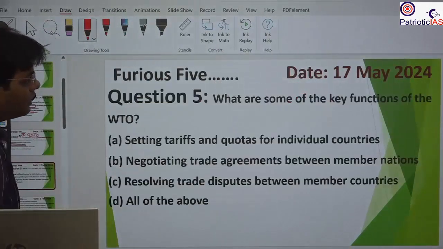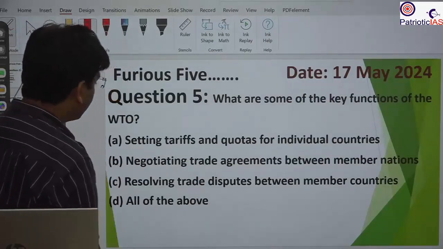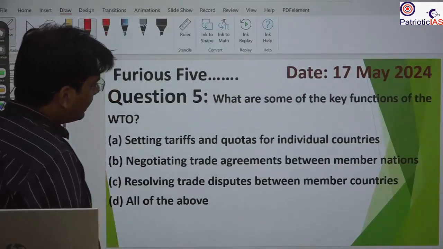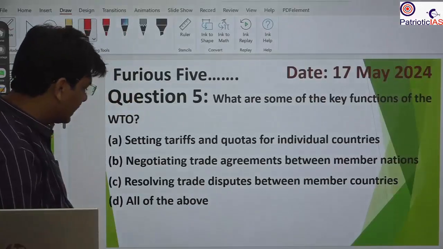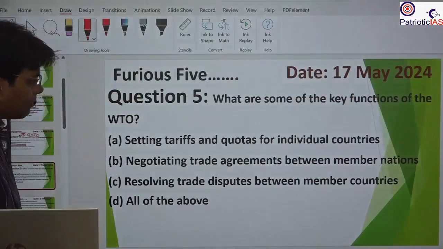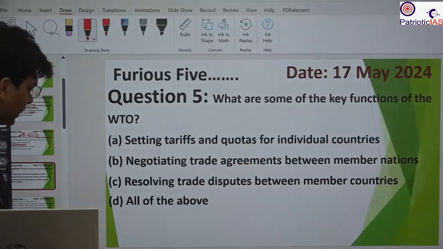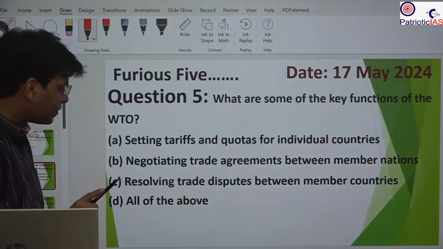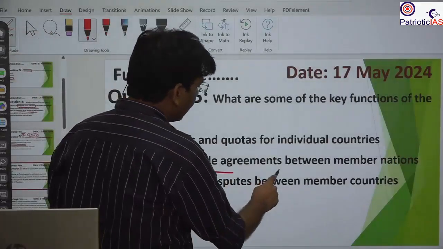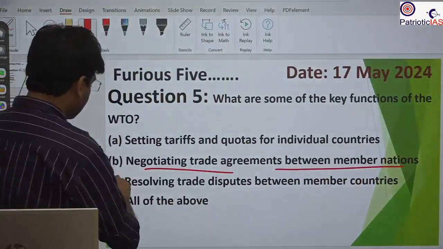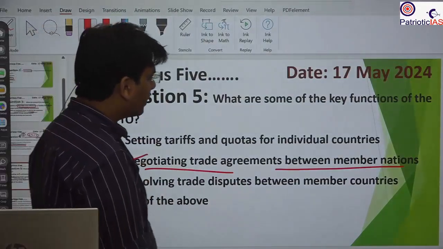Last question. What are some of the key functions of the WTO? A. Setting tariffs and quotas for the individual countries. B. Negotiating trade agreements between the member nations. C. Resolving trade disputes between the member countries. D. All of the above. So you will see that the main purpose is negotiating the trade agreements between the member nations. This is the main purpose, and B will be the correct answer.